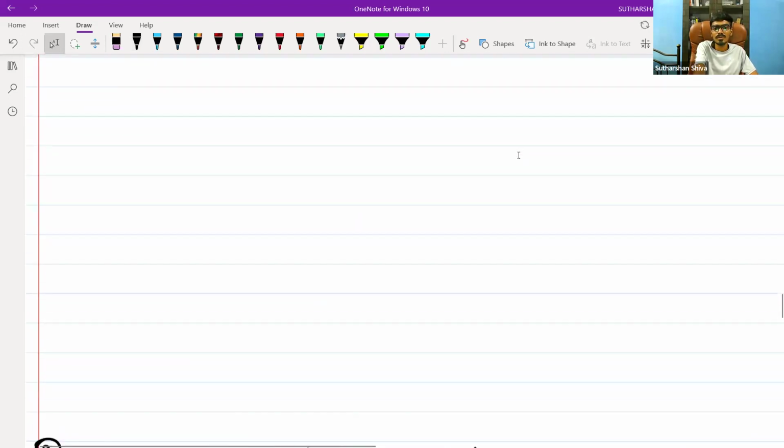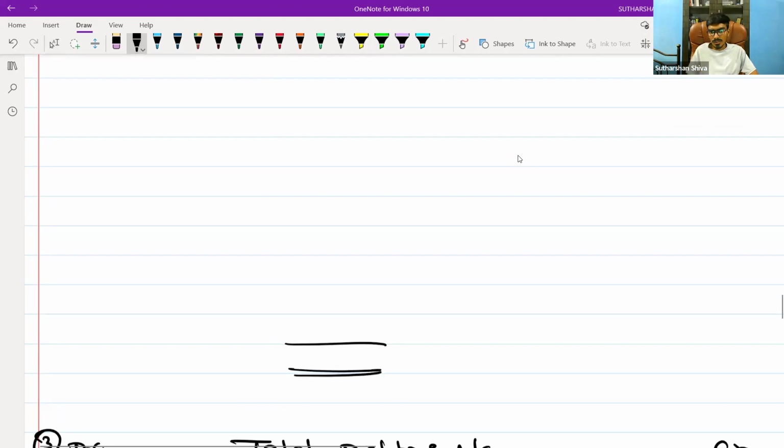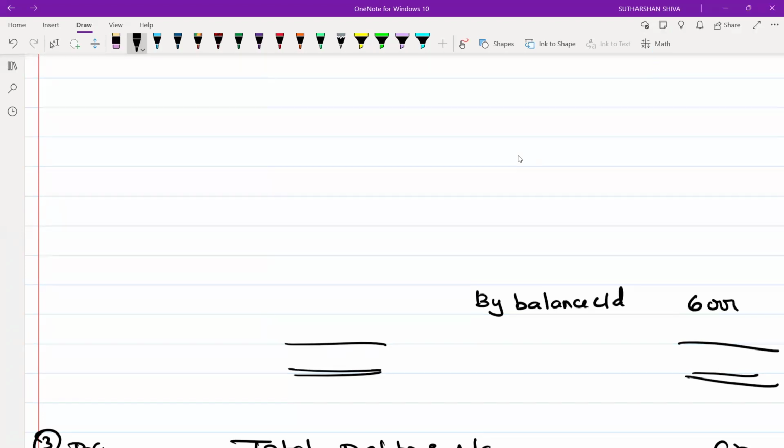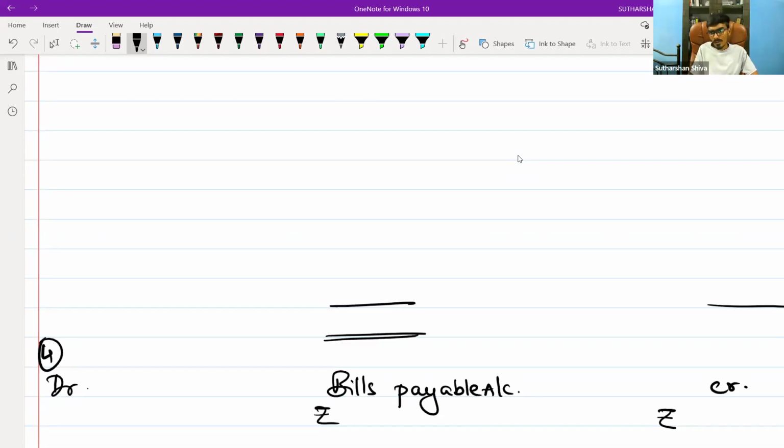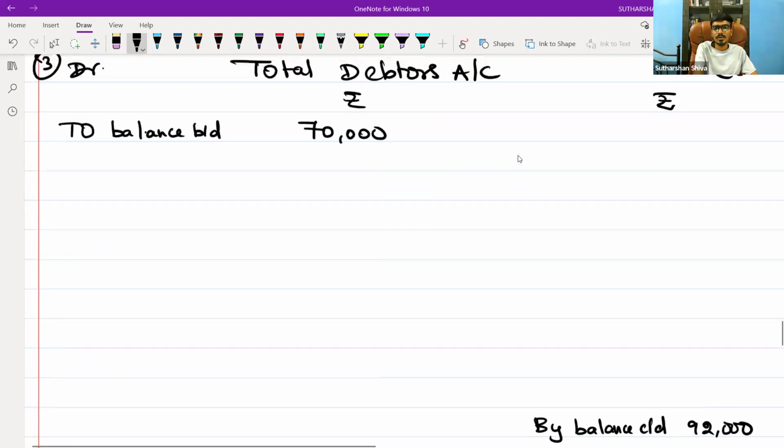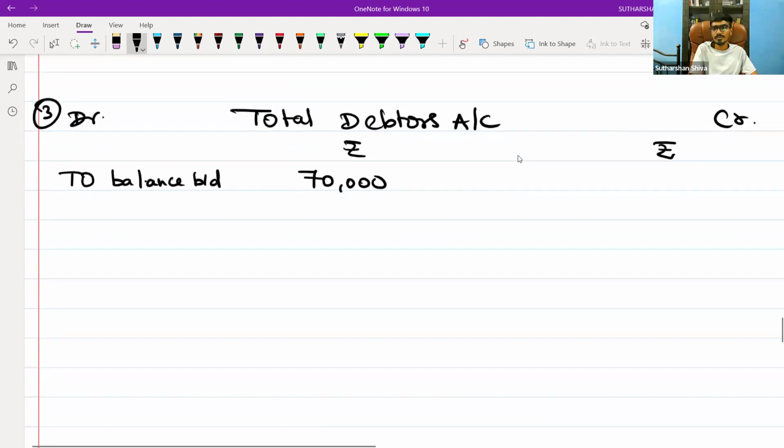Bills receivable, you need to write the closing balance, right? So I will close this here, and above that I will write by balance carried down. What is my bills receivable closing balance? 6,000. Next, my debtors. In the same way, I will write debtors by balance carried down. What is my debtors value? 92,000.